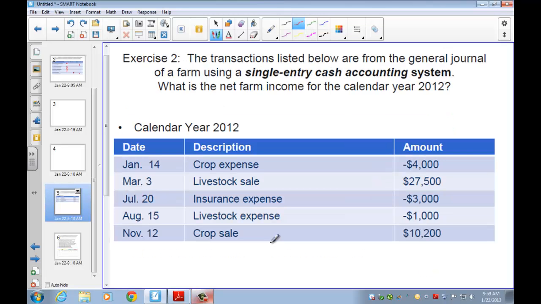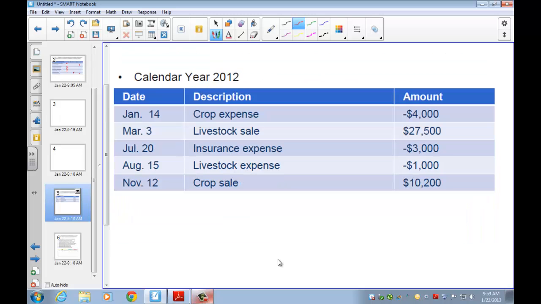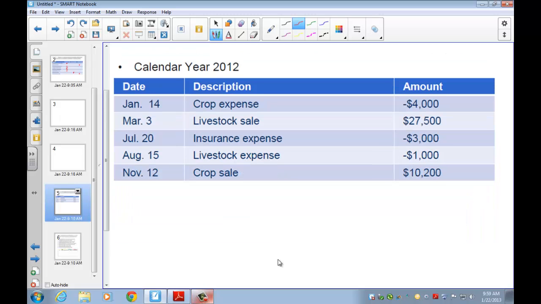So here we have exercise 2. The transactions listed below are from the general journal of a farm using a single entry cash accounting system. We are asked to calculate the net farm income for the calendar year 2012. Okay, so we know that net farm income is equal to revenues minus expenses. First of all, we need to look at all our sources of revenue.